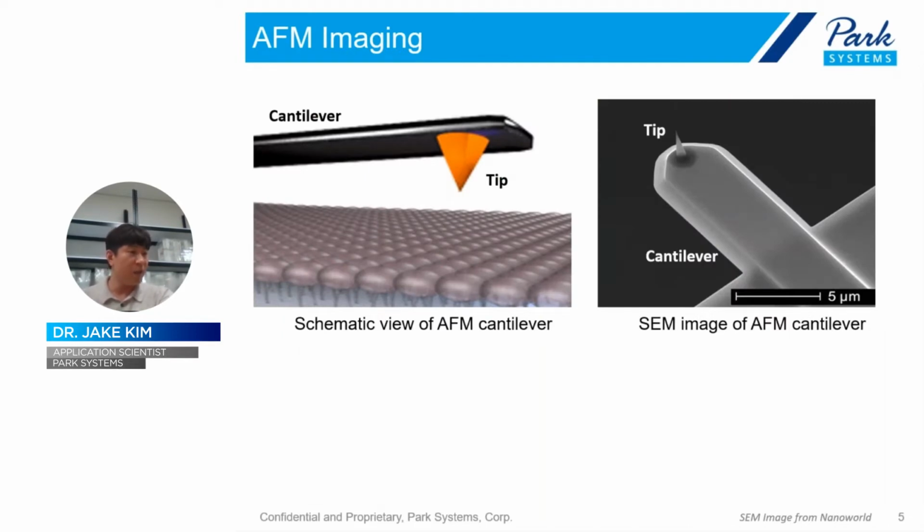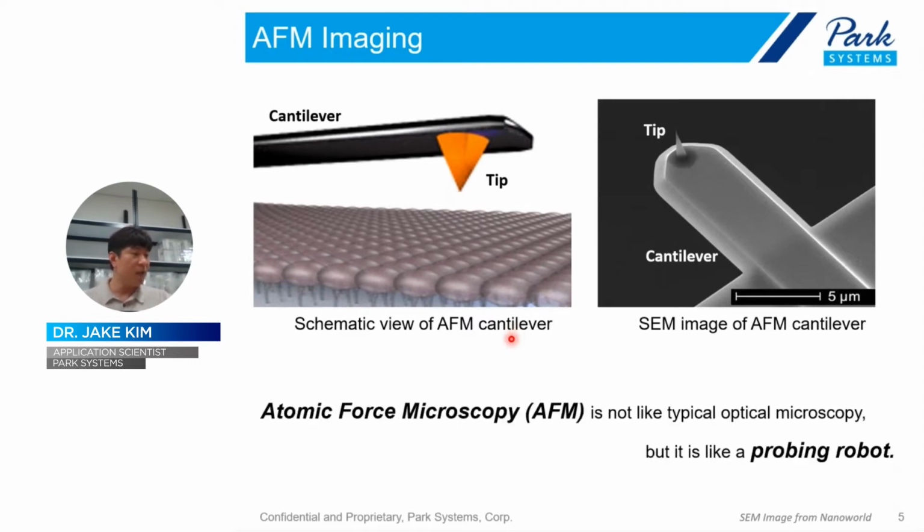And the AFM is a scanning technique. Using this cantilever and very sharp tip, AFM can scan the sample surface line by line and make an image with X, Y, and Z information. So I can say the AFM is not just a typical optical microscope, but it's like a probing lab or scanning lab.